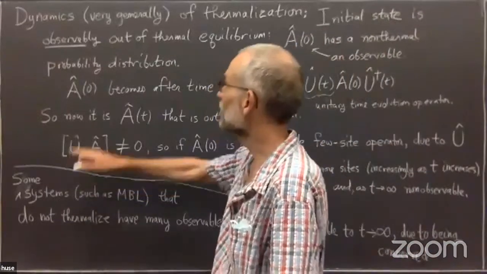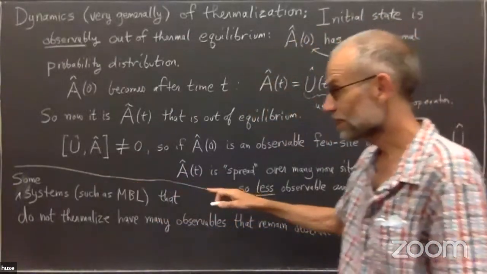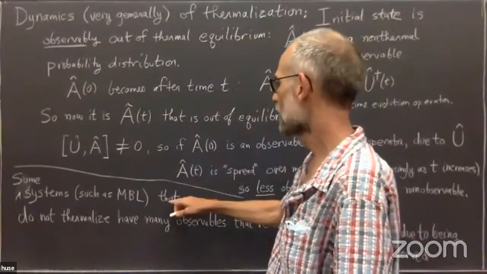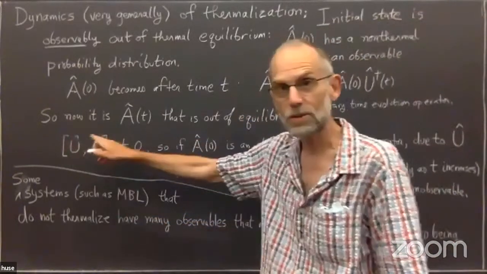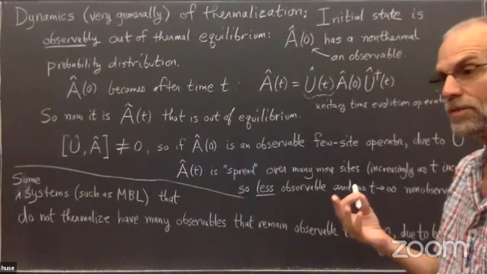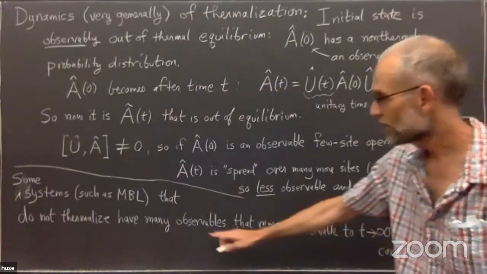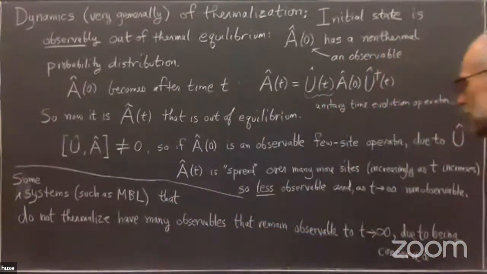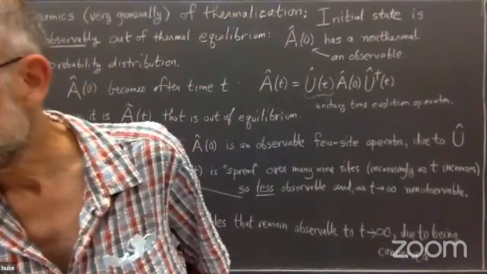Now, some systems do not thermalize: integrable systems, MBL systems. There's also the case of scars, where it's a different mechanism. But in MBL and integrable systems, they do not thermalize. And the reason is they have many observables that actually commute with the time evolution. So if they're initially out of equilibrium, their probability distribution never changes because they're conserved, and the system stays out of equilibrium forever. If you have many observables that remain observable to time infinity, then you can put yourself out of equilibrium and remain out of equilibrium to time infinity due to those conservation laws. And that's basically one of the main mechanisms of failing to thermalize: just too many conservation laws.